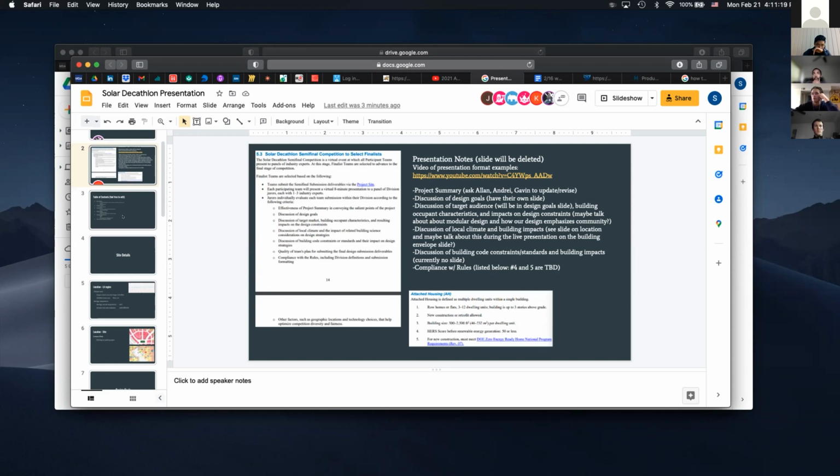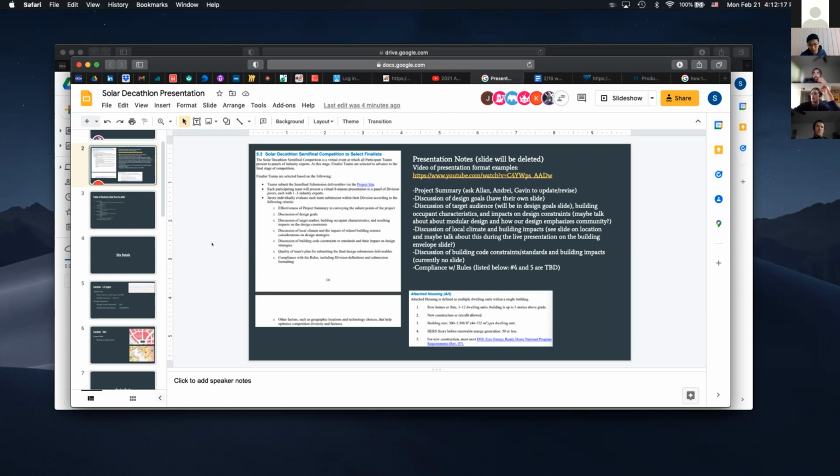We also need to talk about the local climate and the impact of related building science considerations on design strategies. I think this is just going to be talking about the local climate in LA: we obviously have a high percentage of sunny days and solar irradiance, as well as relatively consistent climate and temperature, which gives us breathing room, not having to design for huge extremes, and being able to rely on our systems at their optimal performance without worrying about those constraints. That's something we can probably touch on there. Discussion of building code constraints and standards is something that we haven't really touched on in this presentation.